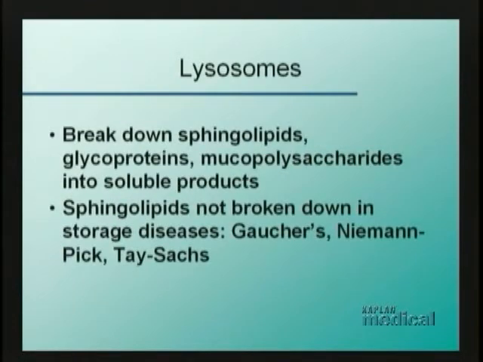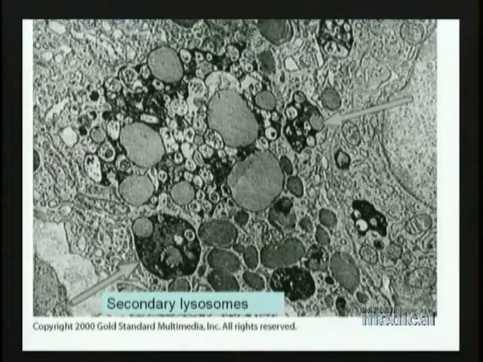Lysosomes fundamentally are breaking down large molecules, sphingolipids, glycolipids, and so on. And there are many of what you'll hear about in pathology, so-called lysosomal storage diseases, based on the fact that there are certain enzyme deficiencies in the lysosomes that result in a buildup of mainly sphingolipids and/or their byproducts. These are characteristic features of Gaucher's disease, Niemann-Pick, and Tay-Sachs as well.